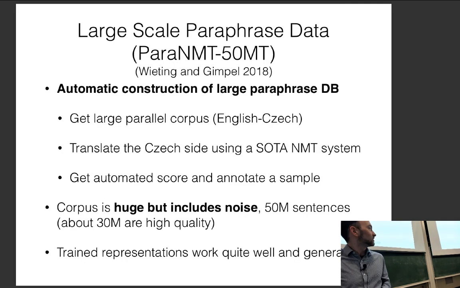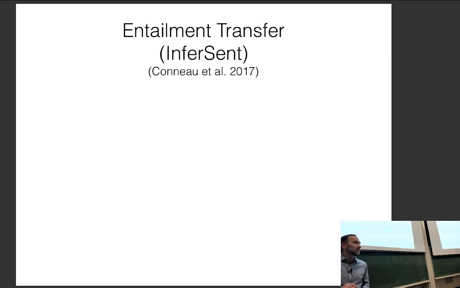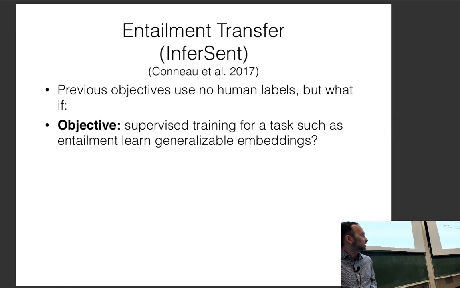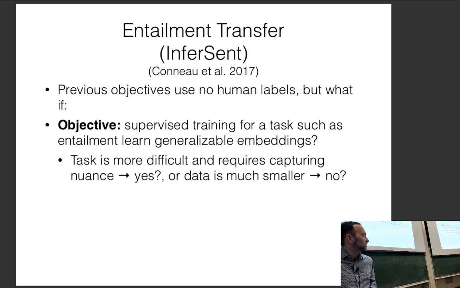So another thing that's kind of notable is this method of InferSent. Basically, previous objectives used no human labels. But what if supervised training for a task such as entailment learns generalizable embeddings? You could think in two ways, like I mentioned before. One, the task could be more difficult and require capturing nuance, which would mean that maybe yes, you can do a better job here, or the data is much smaller, so the answer could be no.